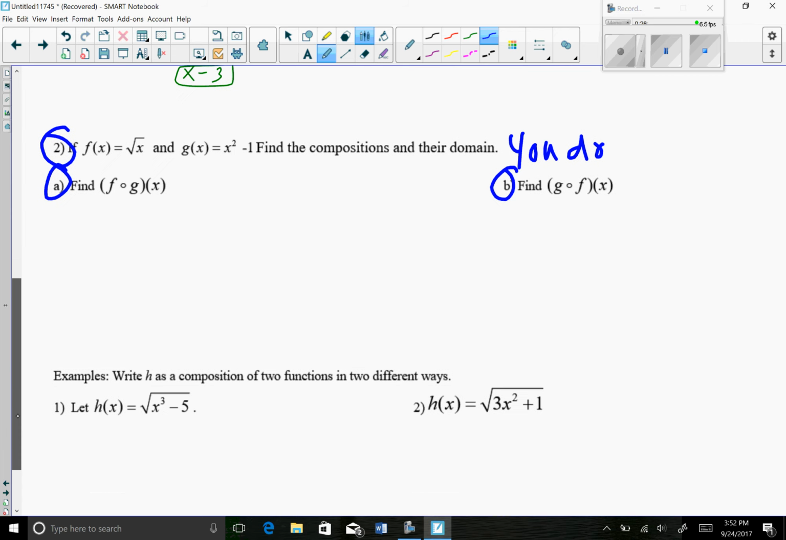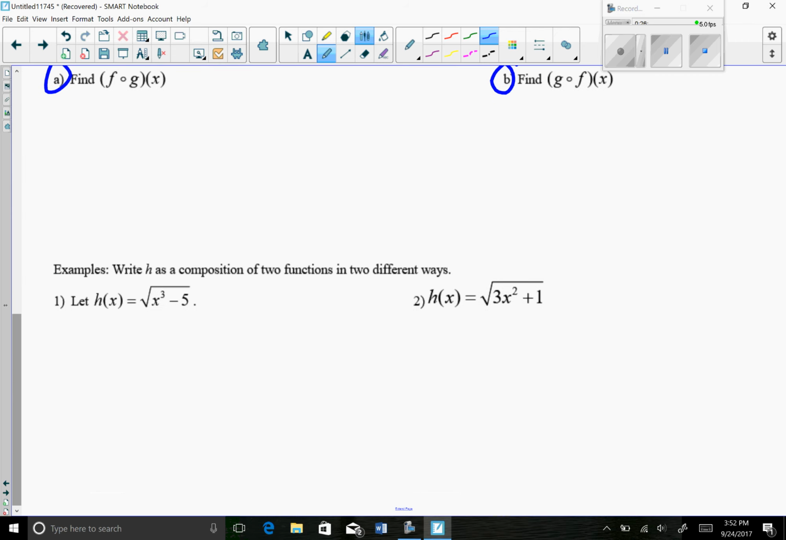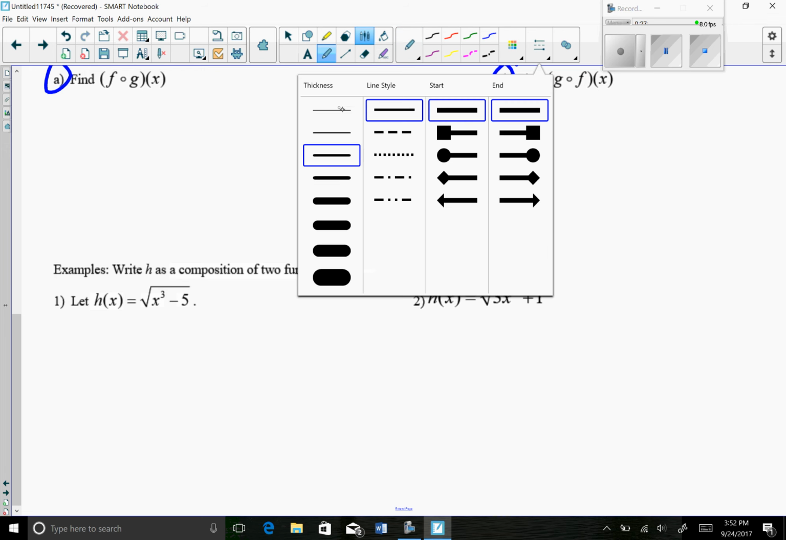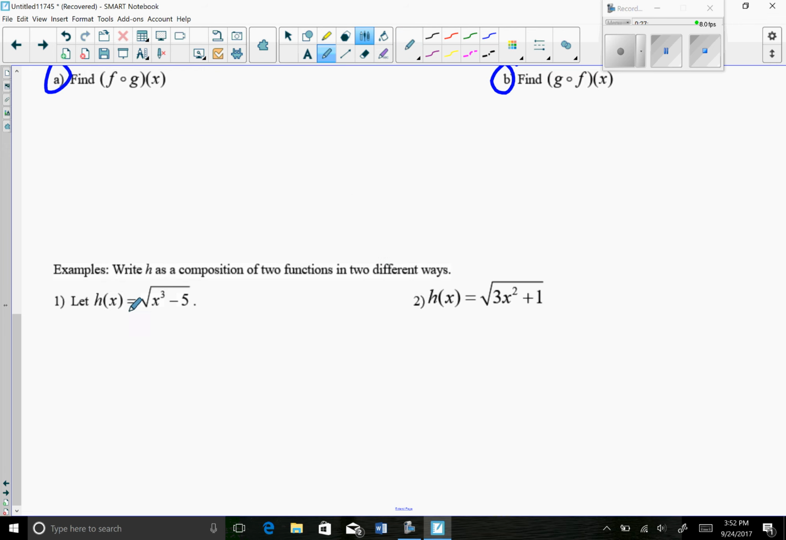So you're going to find the composition and then their domain. And then this last part, let's go ahead. Now we're doing this a little bit backwards. It says, write H as a composition of two functions in two different ways. So if I want to do this, I'm trying to figure out what two functions can make up H of x, and then I have to write the rule for it.